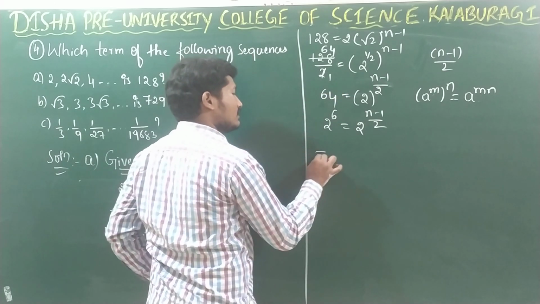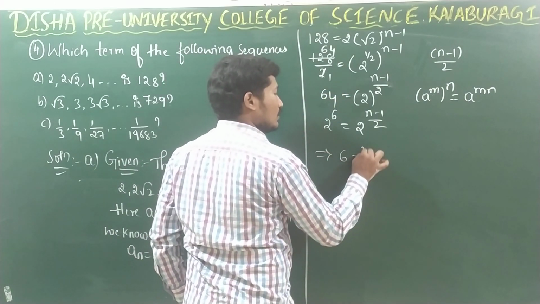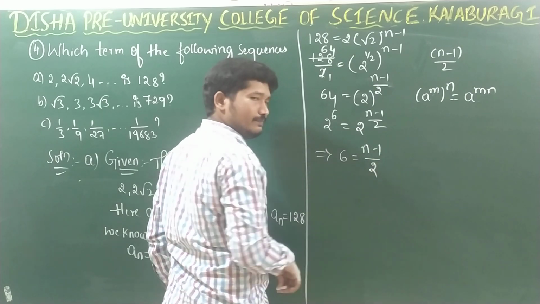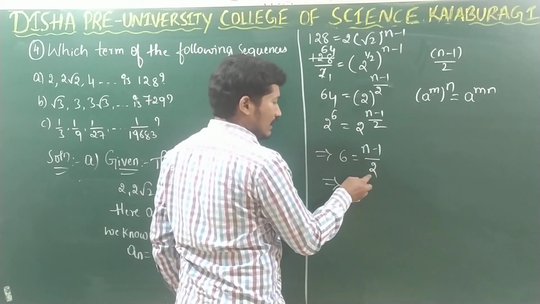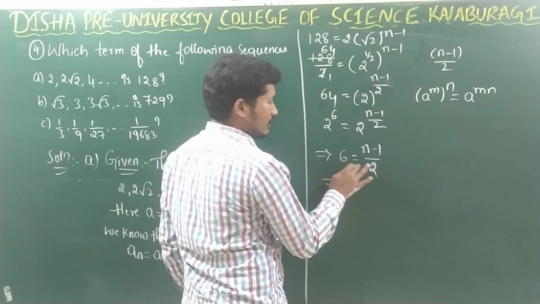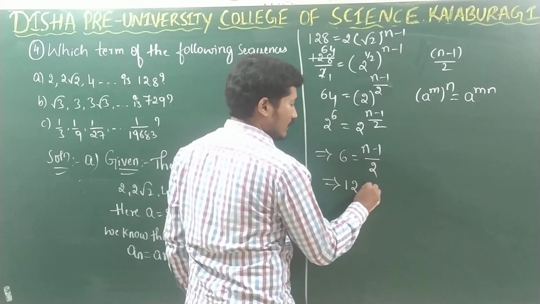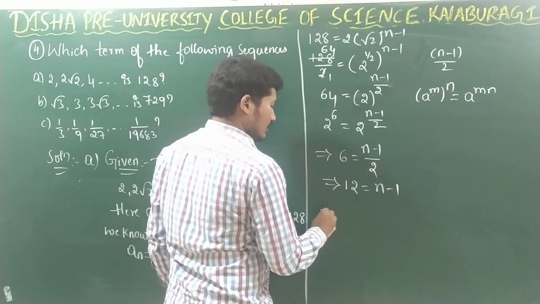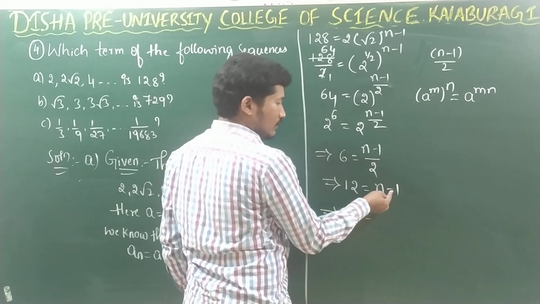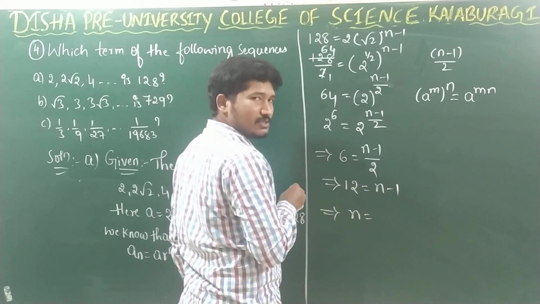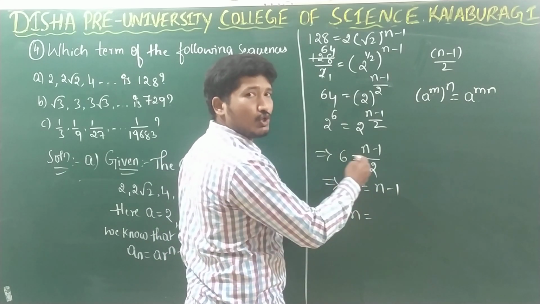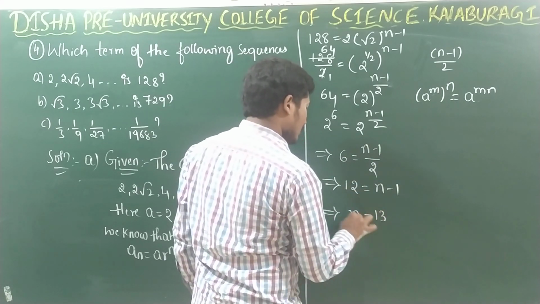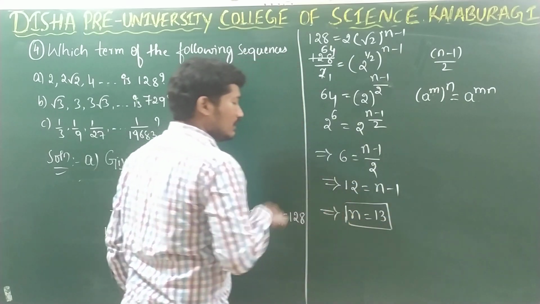So what will this imply? 6 is equal to (n minus 1) by 2, right? This implies, I will transfer this 2 to the LHS, so it will become 6 twos are 12, is equal to n minus 1. This implies n is equal to, transfer minus 1 to the LHS, it will become plus 1, 12 plus 1 is what? 13. So this is the value of n.